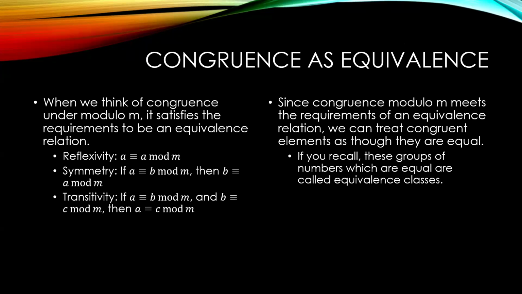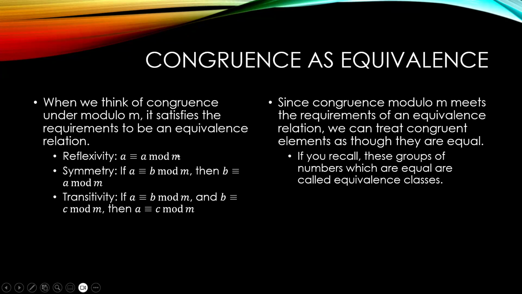We can think of this congruence as equivalence. And if you recall, we have the idea of an equivalence relation. Well, to have an equivalence relation, we have to have three properties: reflexivity, symmetry, and transitivity. And this idea of congruence satisfies all three.